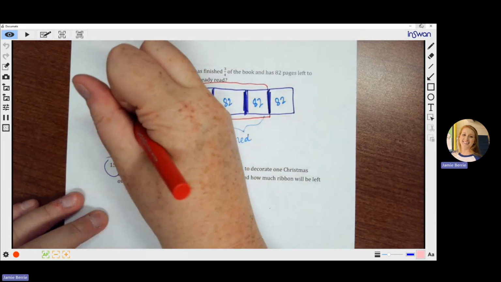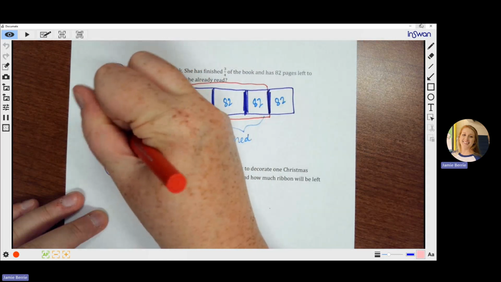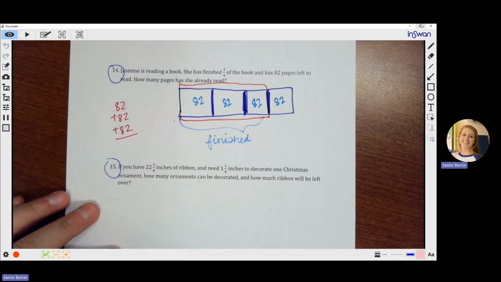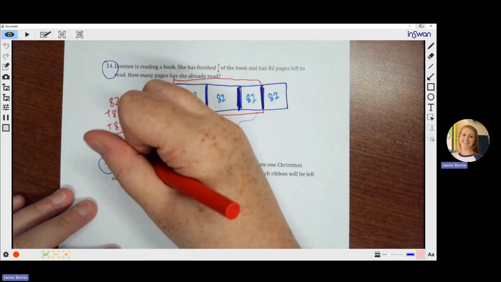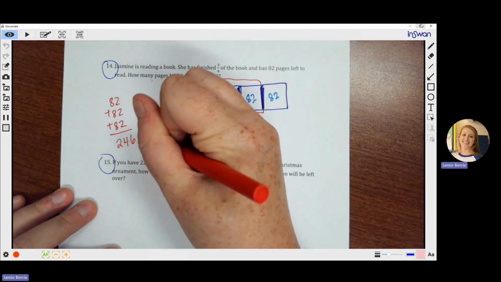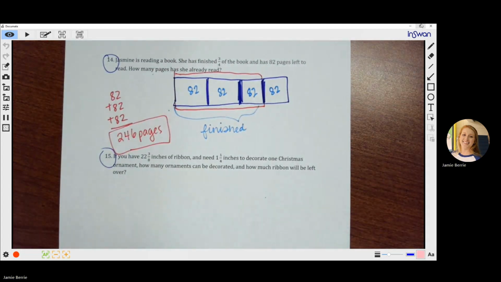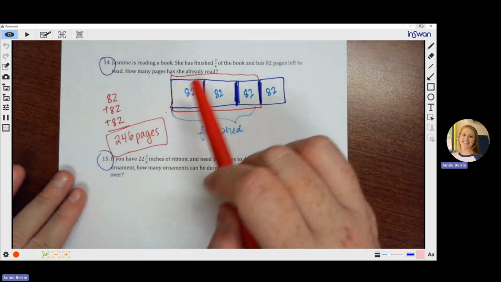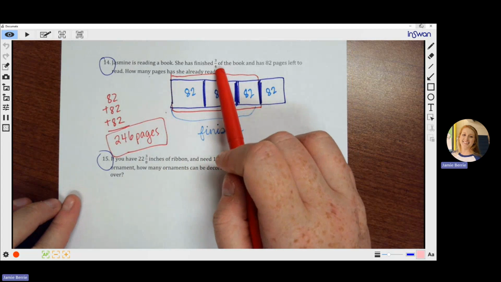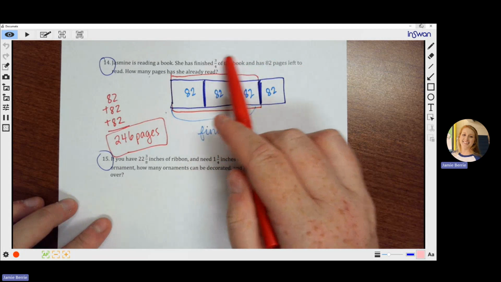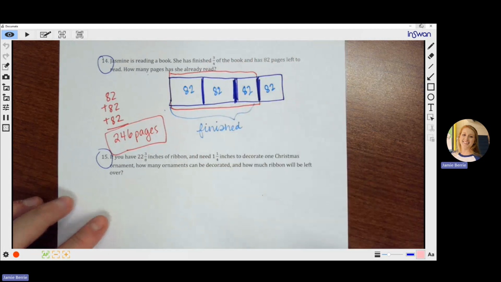So add those up, 82 plus 82 plus 82. That's 246. So Jasmine has already read 246 pages. All right, I'm going to do something very similar to this on the test. I might change the fraction of the book and make it like 2/3 of the book. And she has a certain number of pages left, but it'll be very similar to this.